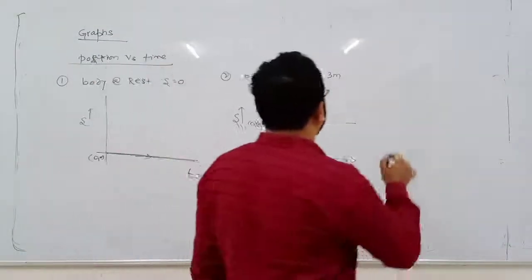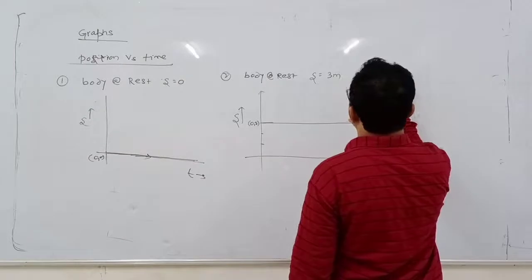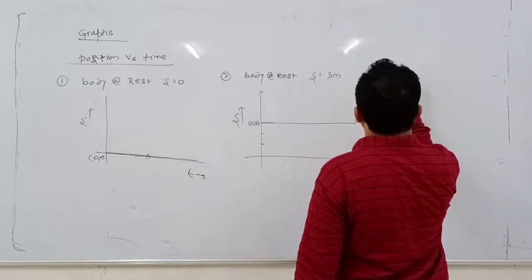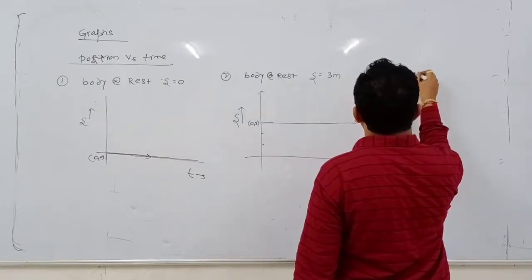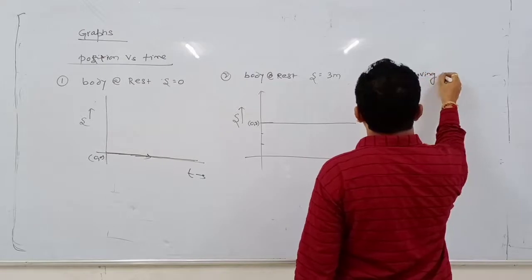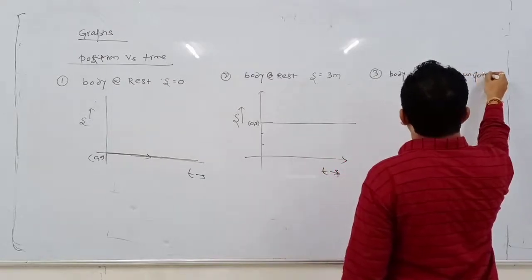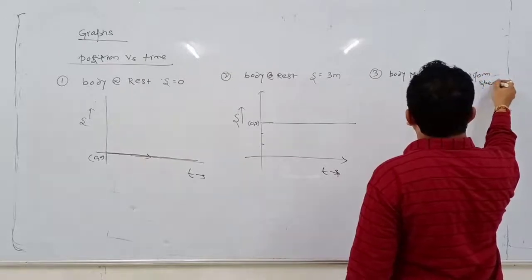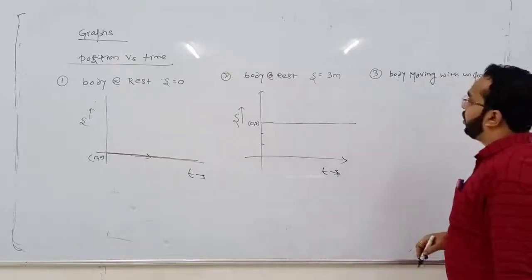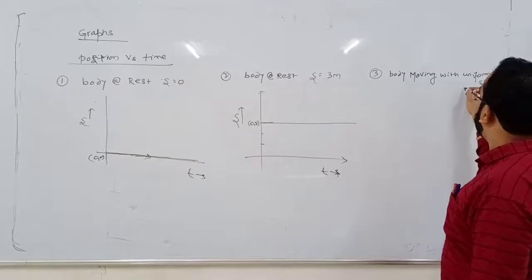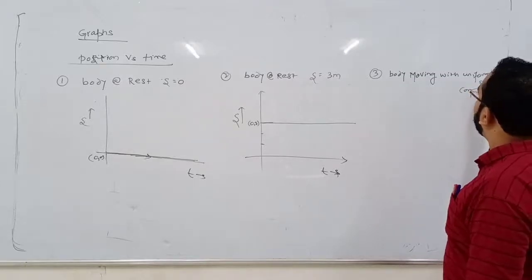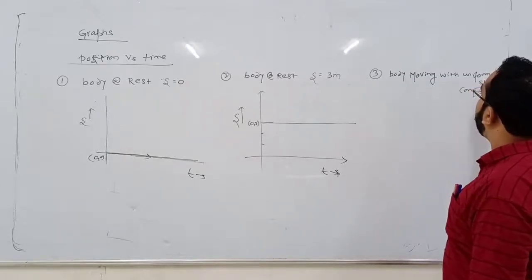Next, third curve, body में जो object moving with uniform, म्हणजे काय हो? Constant. Uniform म्हणजे constant speed.